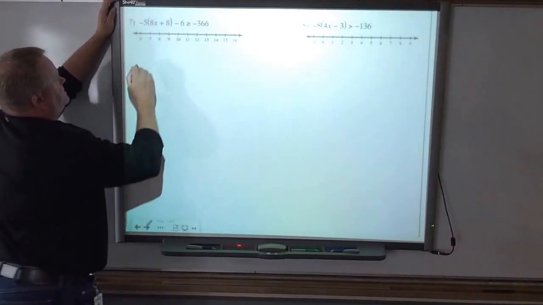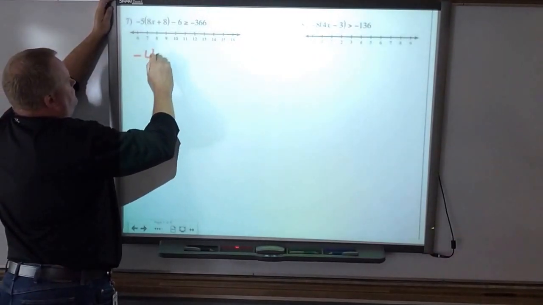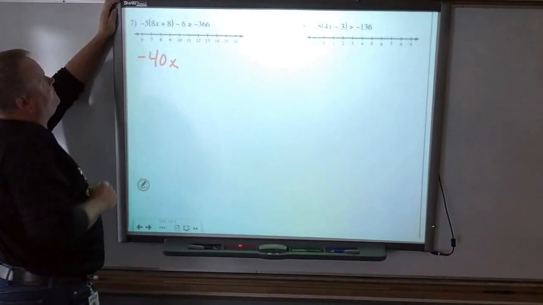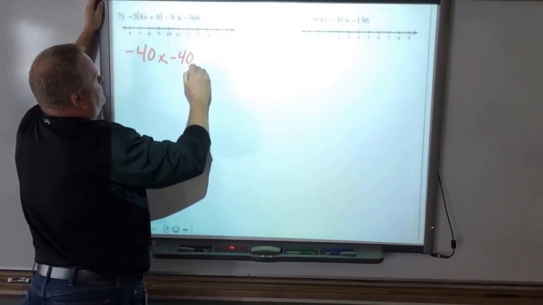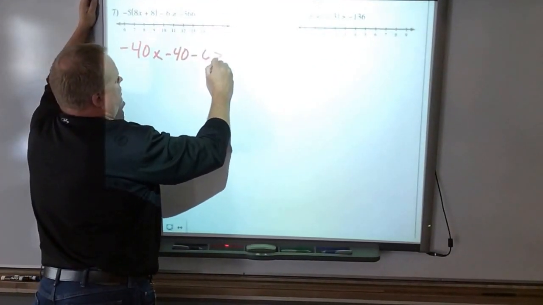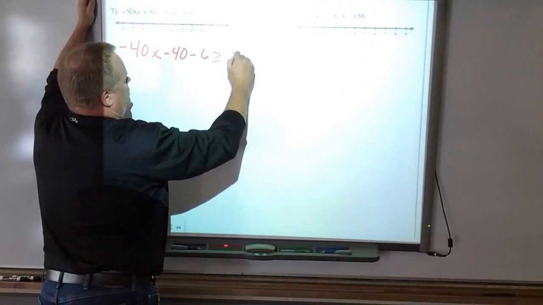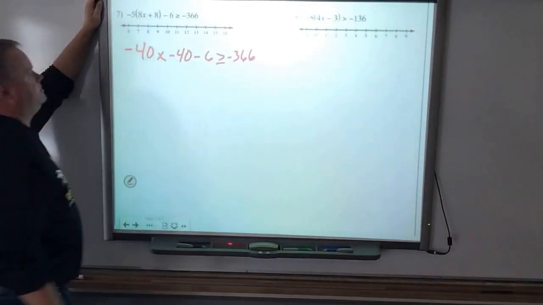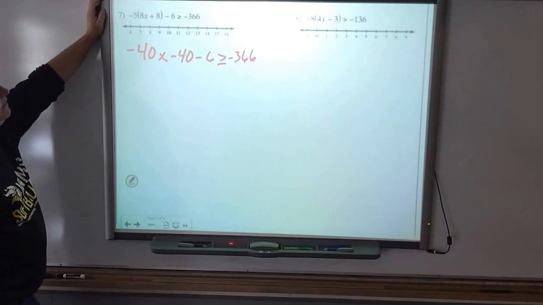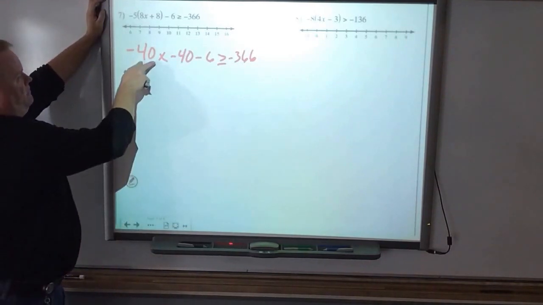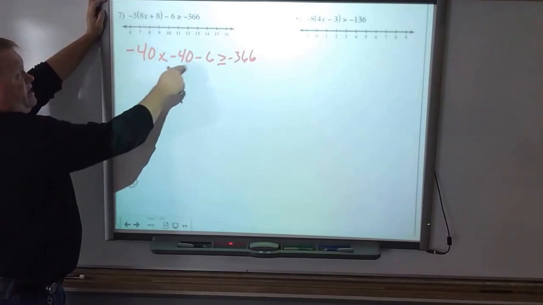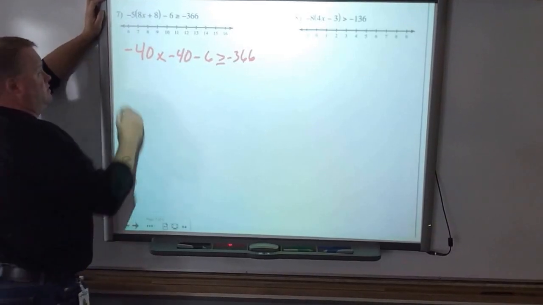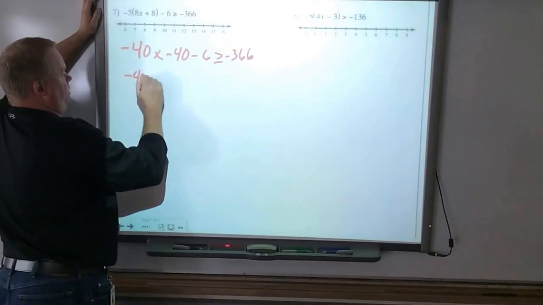Negative 5 times 8x is a negative 40x. Negative 5 times 8 is a negative 40. Minus 6 greater than or equal to negative 366. I want to combine like terms on this side. I have negative 40x, and I have a negative 40 and a negative 6. Well, this is really a negative 40x.